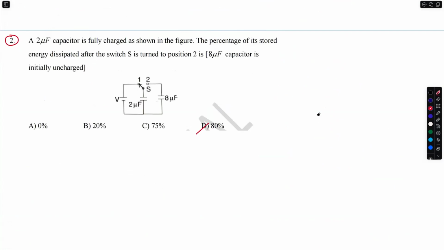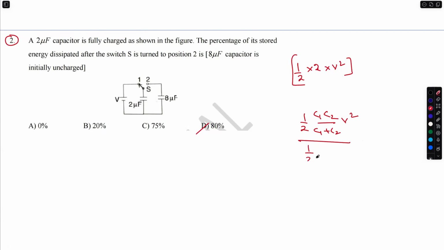The percentage of its stored energy dissipated after the switch S is turned to position 2. See, try to please understand, half C V square is the energy stored. You turn the switch, you know already the expression for loss. This is the expression for loss, half C1 C2 by C1 plus C2. When two capacitors, one is charged, the other is uncharged, when you are connecting them in parallel, the loss in the charge sharing process is expressed like this.